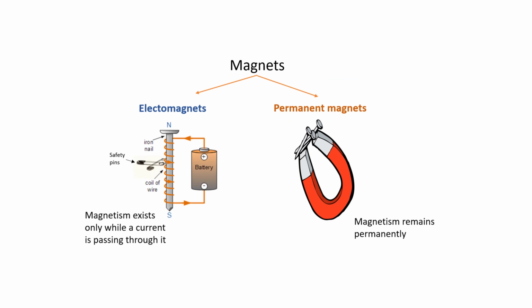There are two main types of magnet: electromagnets and permanent magnets. Here you can see in electromagnet, magnetism exists only while a current is passing through it. But in permanent magnet, magnetism remains permanently.